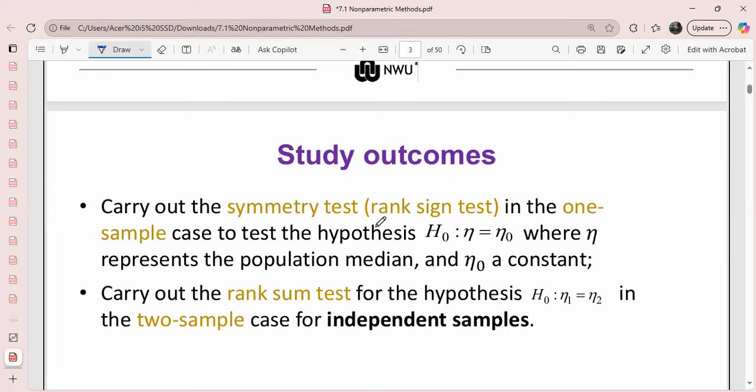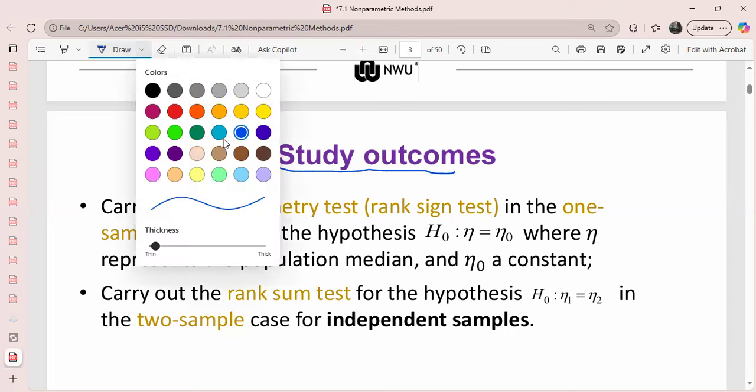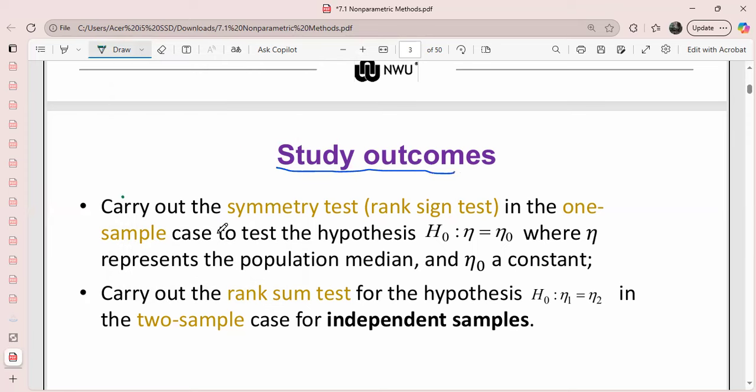Okay, let's see. So here again, we are going to talk about what we call the study outcomes. With this one, it says carry out the symmetric test, some call it the rank sign test, in one sample case to test the hypothesis. So the aim here is to test. We're still going to use the same hypothesis testing steps. Step 1, you formulate the null and alternative hypothesis. Step 2, you specify the significance level. You also write the correct formula. Yeah, still the same steps.